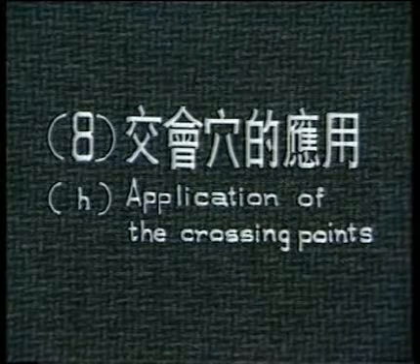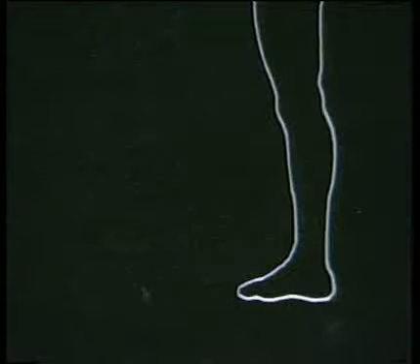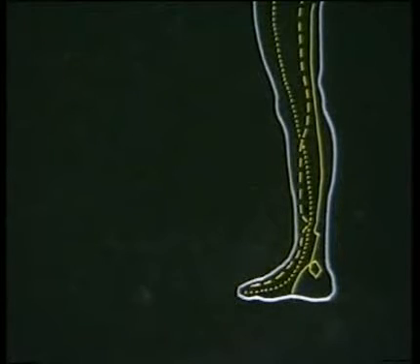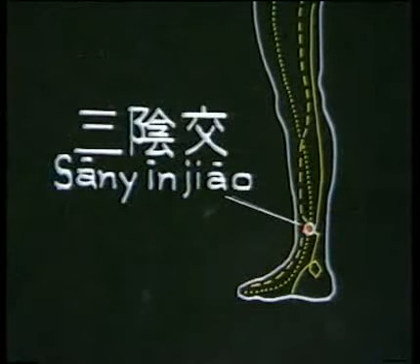The crossing points refer to those located at the intersection of 2 or more meridians. They can be used to treat disorders of the related meridians and Zangfu organs. For example, San Yin Jiao, spleen 6, is used for treating diseases of the liver, spleen, and kidney, and the respective meridians.